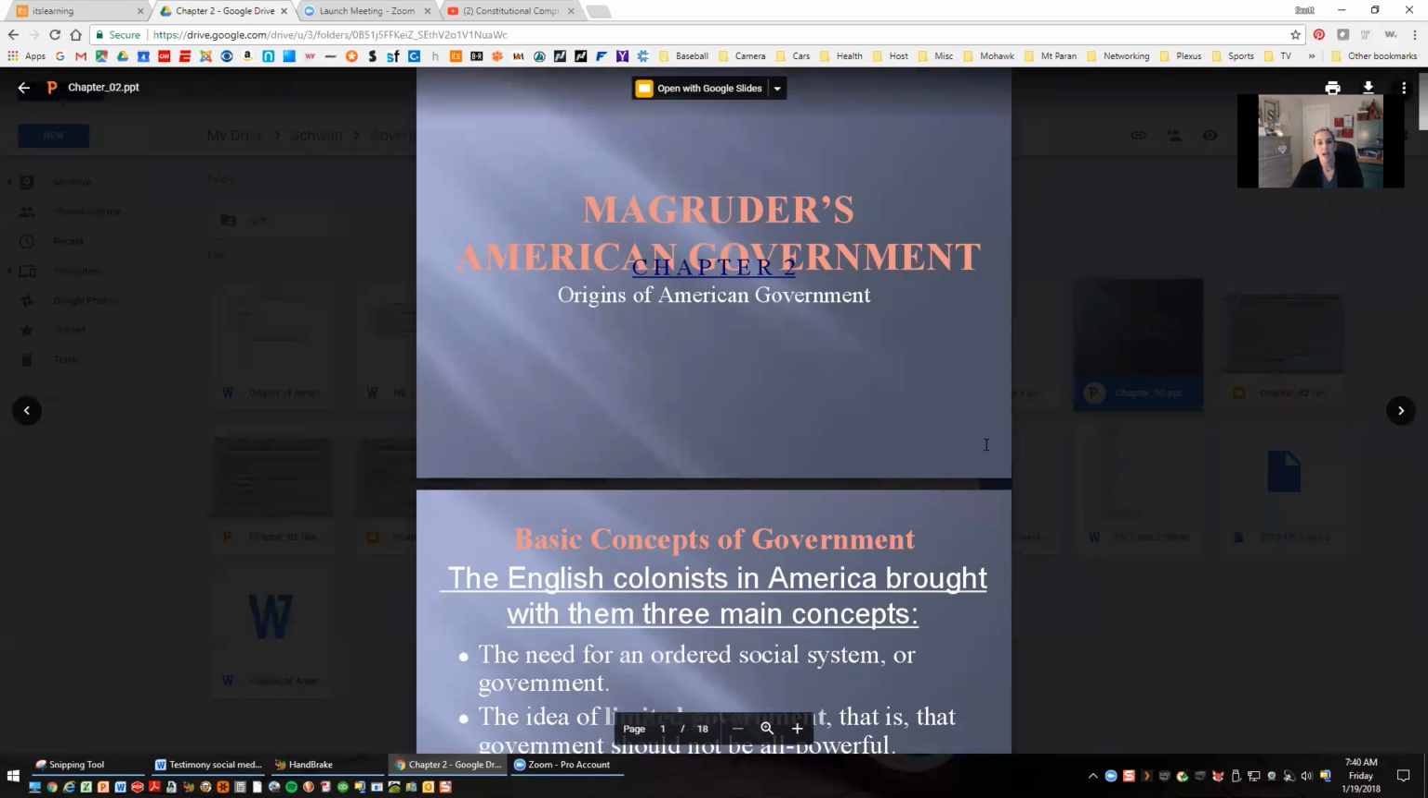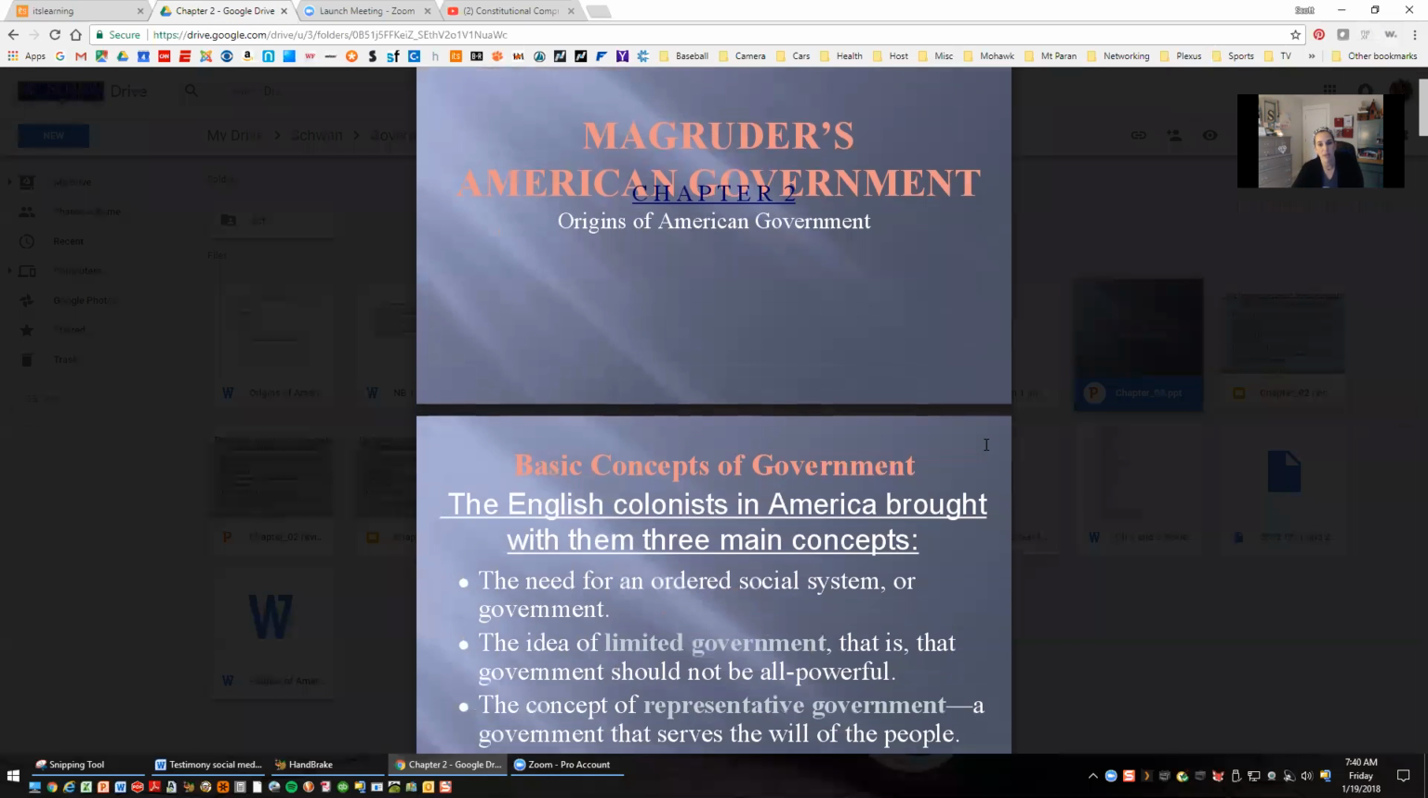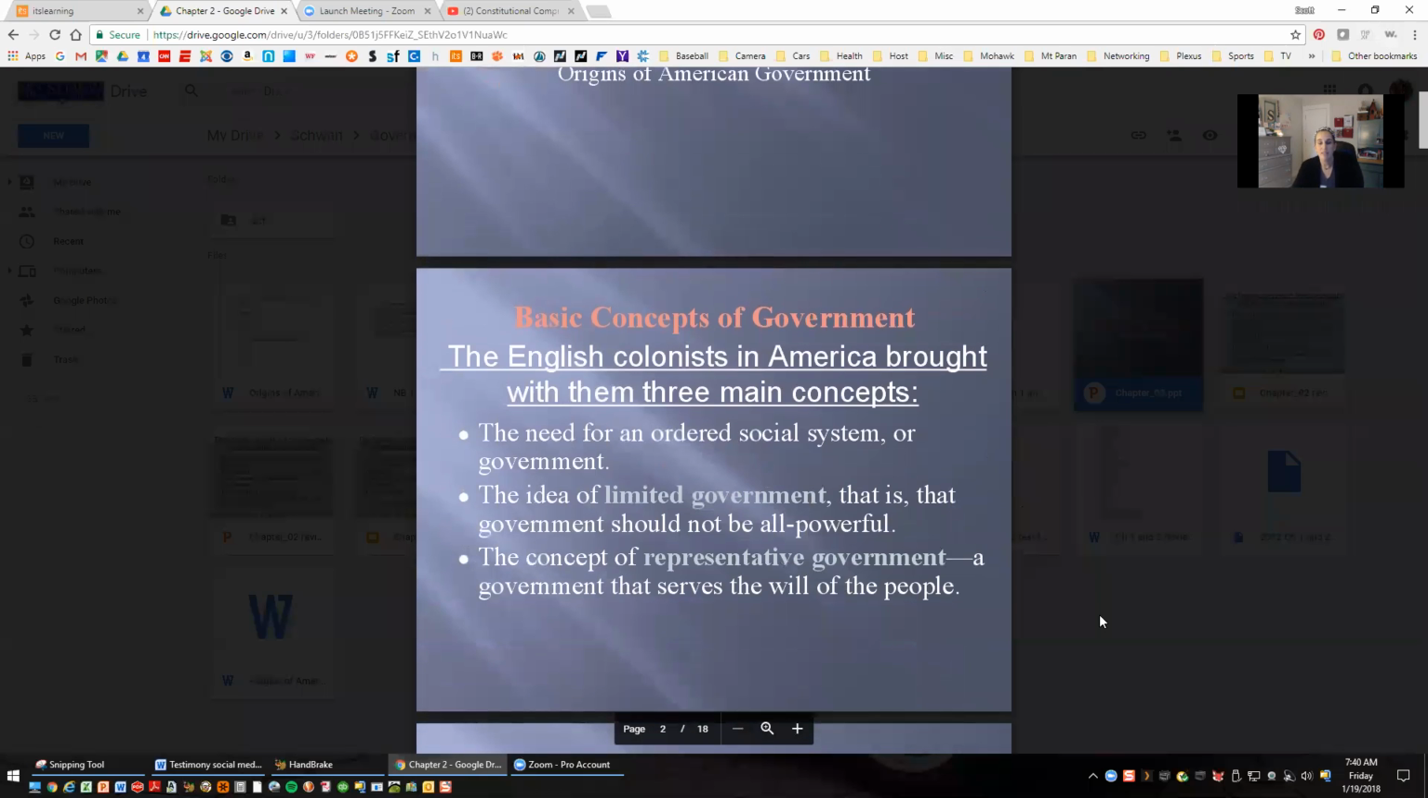Okay, so chapter 2, Origins of American Government. A lot of this, guys, is going to be reviewed for you from U.S. history. Again, this is all the stuff about the old dead guys, so some of it may be more helpful for you than others to write down. But when we take a look at the basic concepts of American government, most of what the Founding Fathers came up with was borrowed concepts.